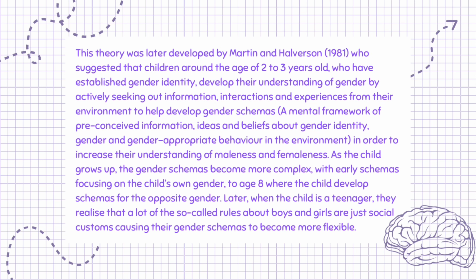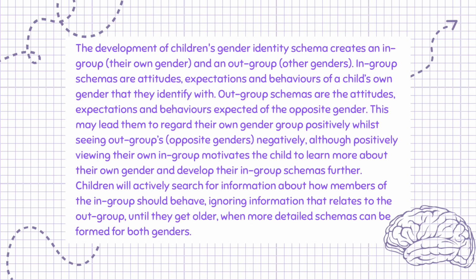As the child grows up, the gender schemas become more complex, with early schemas focusing on the child's own gender, to age 8 where the child develops schemas for the opposite gender. Later, when the child is a teenager, they realize that a lot of the so-called rules about boys and girls are just social customs, causing their gender schemas to become more flexible. The development of children's gender identity schema creates an in-group, their own gender, and an out-group, other genders.